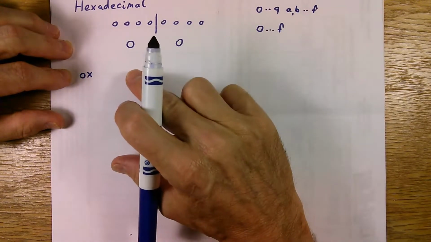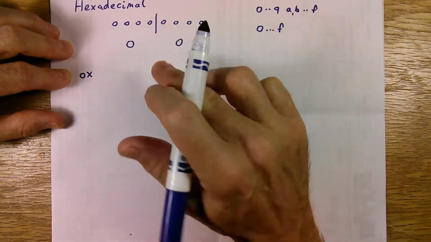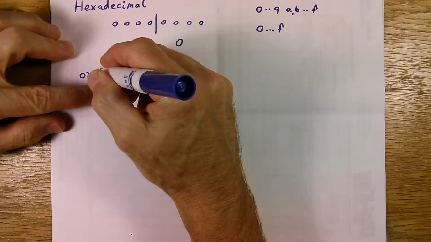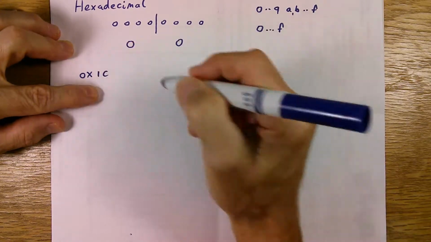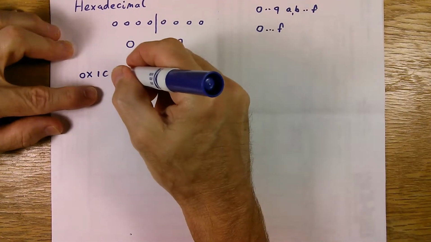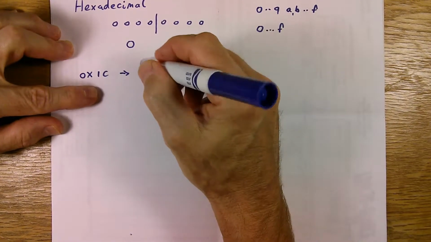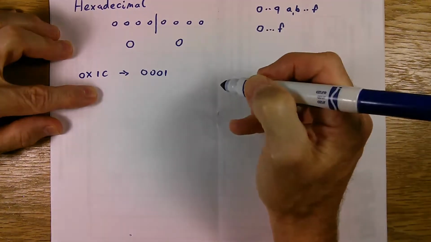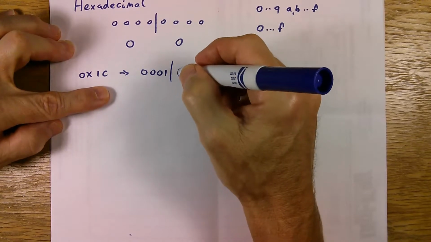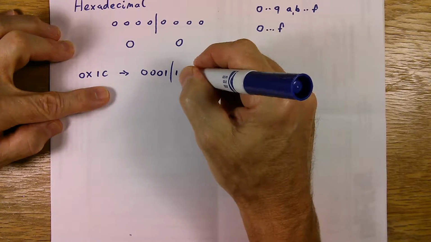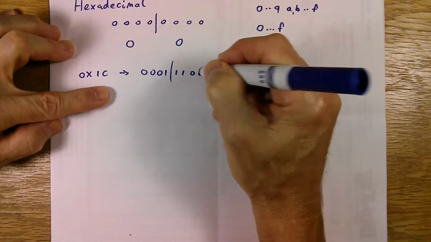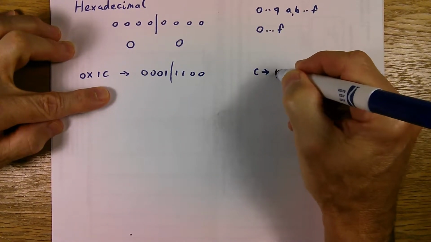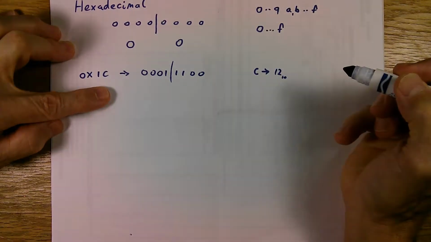And in the case of an 8-bit number, it would be just 2 hexadecimal digits. So it could be 1C. And that would look like a 1 in the upper one, so 0, 0, 0, 1. And in the lower one would be a C, which is 1, 1, 0, 0. C corresponds to decimal 12 in base 10.